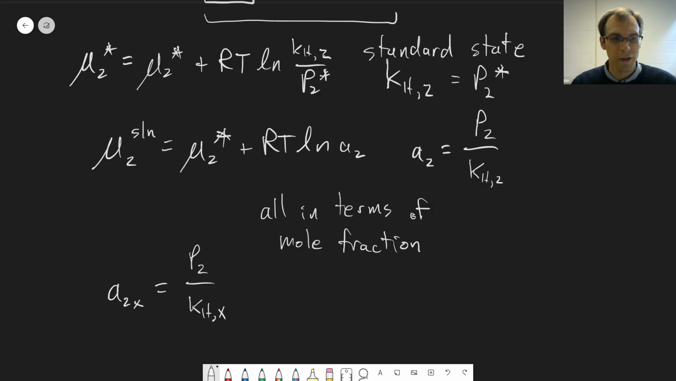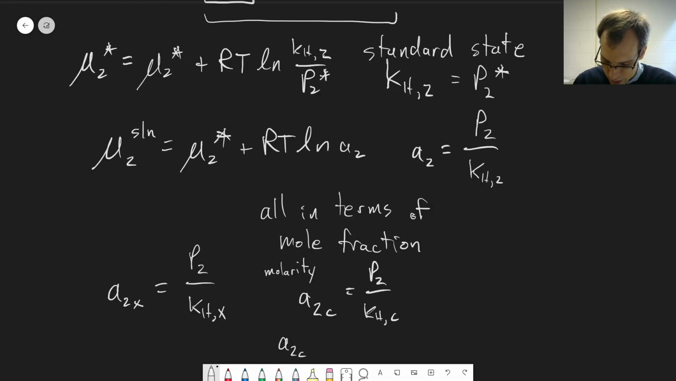We can also do this in terms of molarity or molality. And so we define those as A2C, this is molarity, as our standard state. And basically this is just what units the Henry's law constant is expressed in, and what our activities approach as we go to ideal behavior. So we can define A2C, where we have P2 over KHC, where things are expressed in molarity. And in this case, the activity of component 2 approaches the concentration in molarity, which we write as C, as that concentration approaches 0, so as we get closer to ideal behavior.